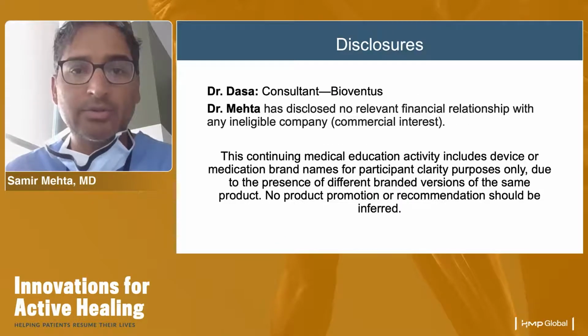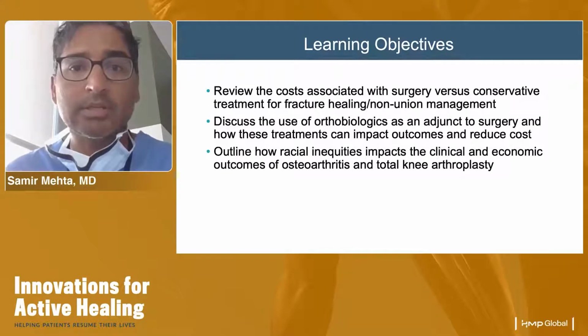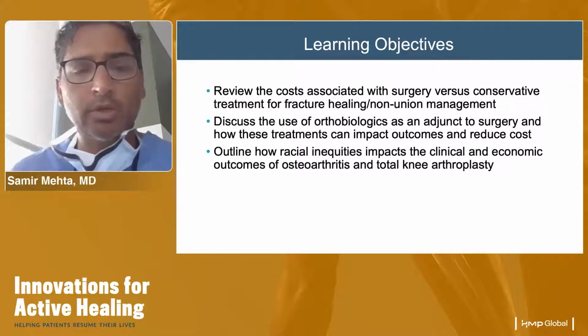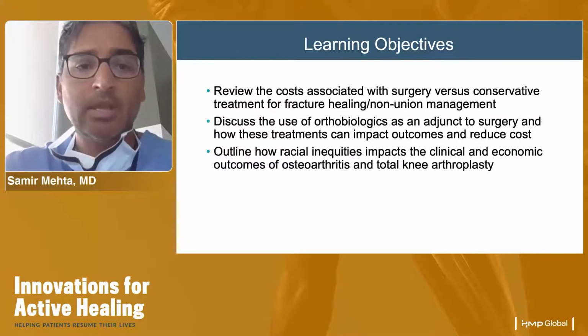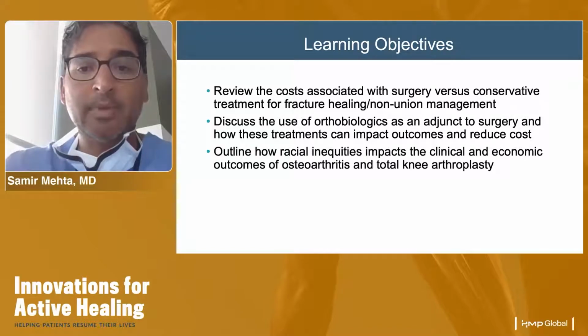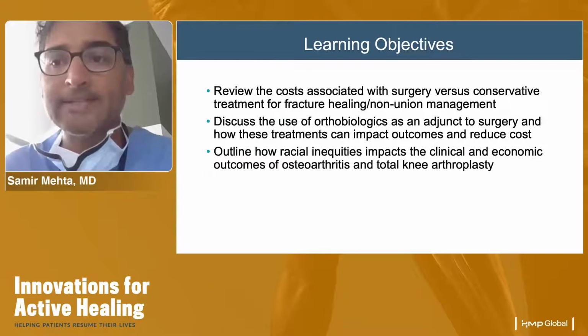These are my disclosures, and these are the learning objectives for this part of the sequence. We're going to talk about costs associated with surgery and conservative treatment for fracture care, particularly in non-unions. We're going to discuss the use of orthobiologics as an adjunct to surgery and how these treatments can impact outcomes and reduce cost. And we're also going to outline how racial inequities impact the clinical and economic outcomes of osteoarthritis and total knee arthroplasty.